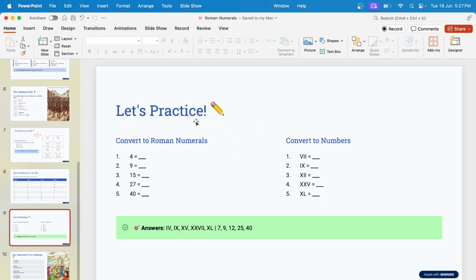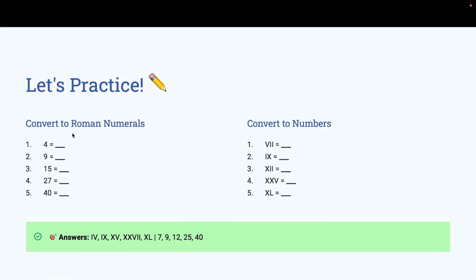Now let's practice some questions. Convert to Roman numerals. How can we write 4 in Roman numerals? Four means 5 minus 1, which means V and I. 9 means 10 minus 1, which means X, I. 15 means X is 10 and V is 5. Then 27.